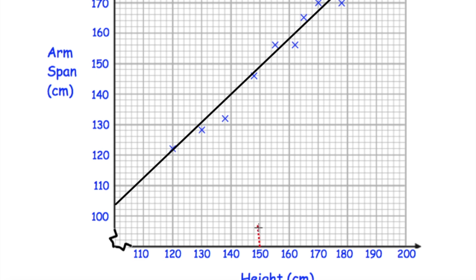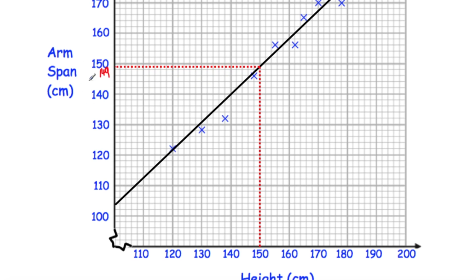So let's go from 150 centimeters up to the line of best fit, and then across. So I've got us just below 150. And then if we have a look at our scale, so that's 100 and that's 110. So 102, 104, 106, 108, 110. So we're going up in twos. So here we've got 140, 142, 144, 146, 148. So that would be 149.